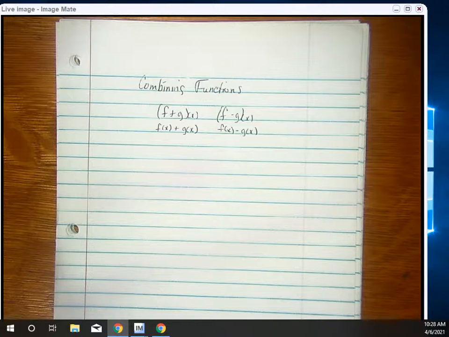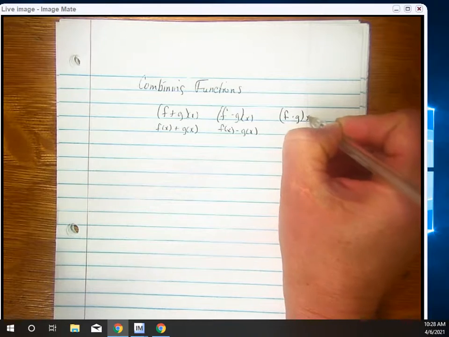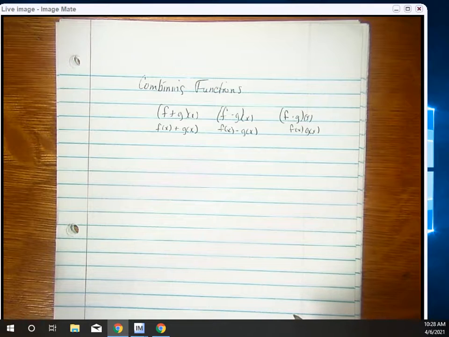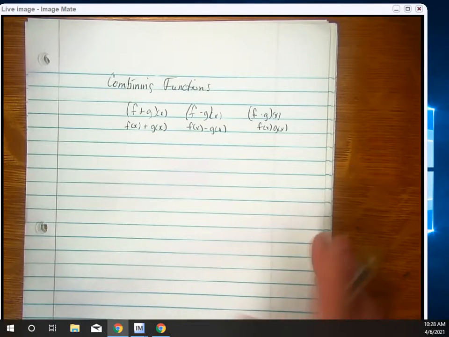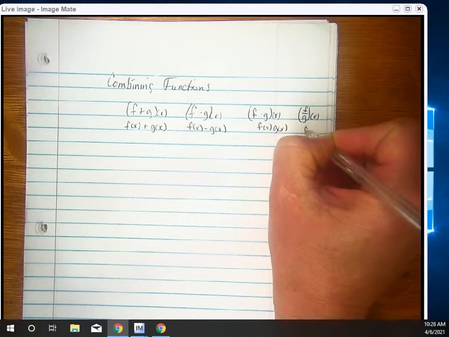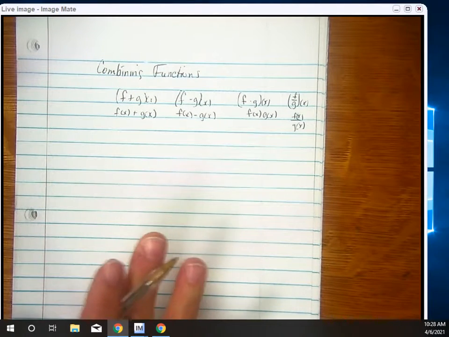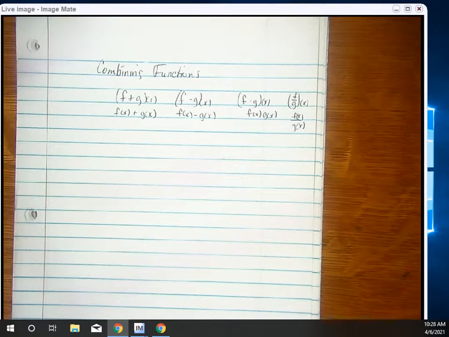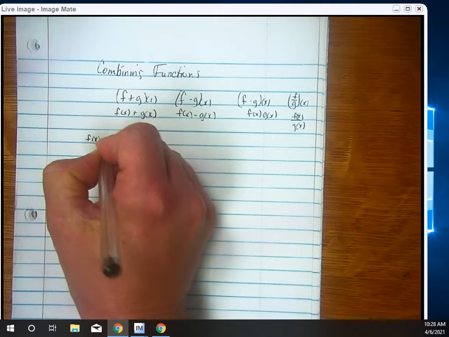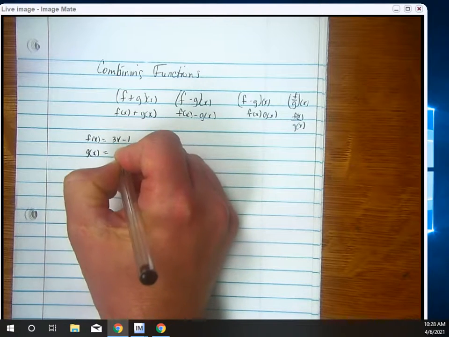The other thing that you're going to do is multiply f times g of x, or f of x times g of x. And then add, subtract, multiply, and divide. So the way that they write it, you just need to know it means you are adding them together. Now, to actually do these, we are going to need to know what f of x is, and we're going to need to know what g of x is equal to.